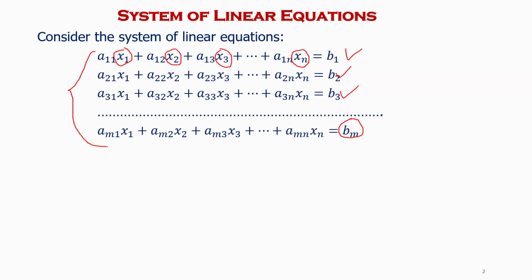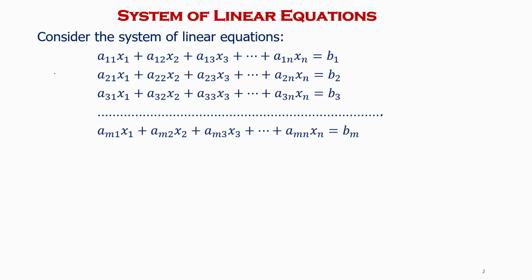Why is it called linear equations? Because here x1, x2, x3, and xn are the variables whose maximum power is 1, meaning linear. Therefore, it is called linear equations. And since we are considering not only one equation but several, this is called a system of linear equations.